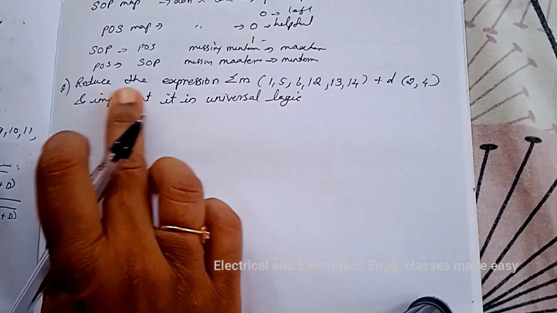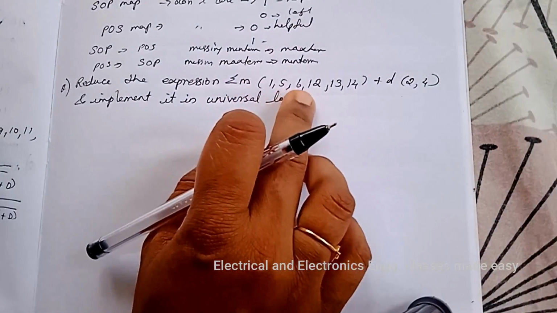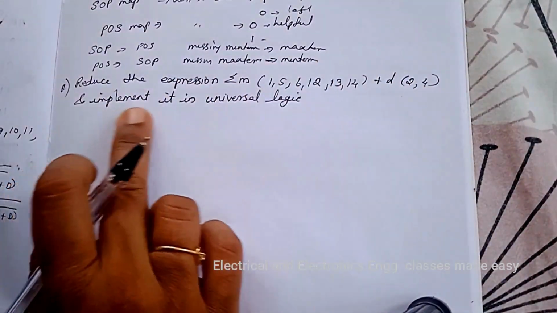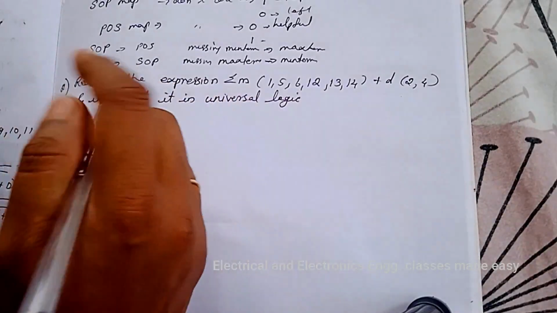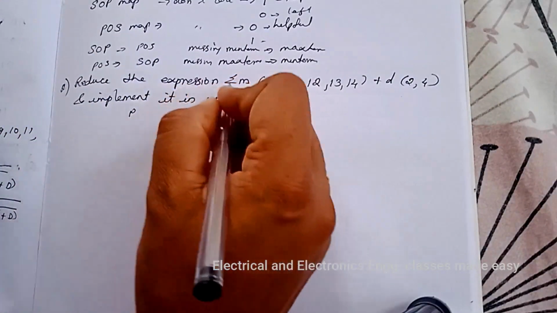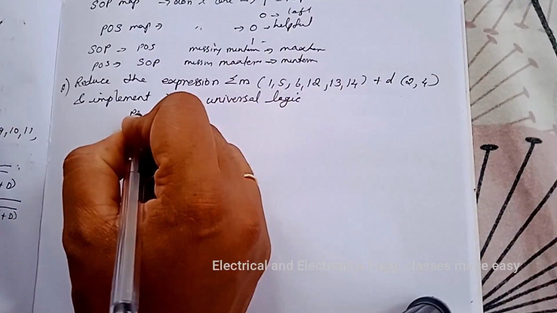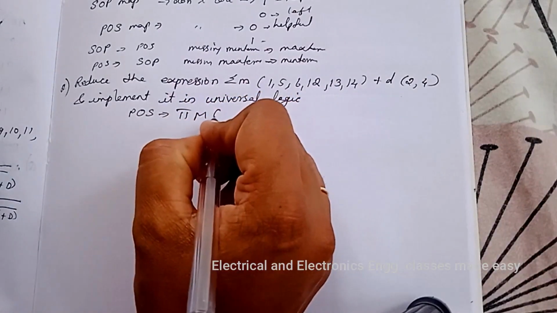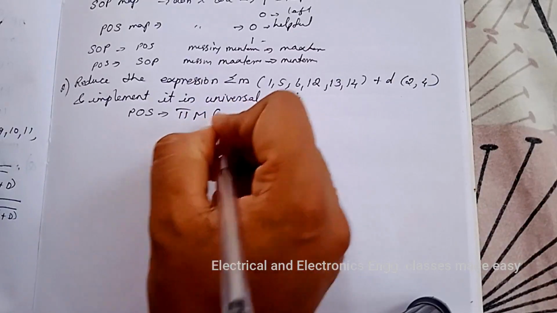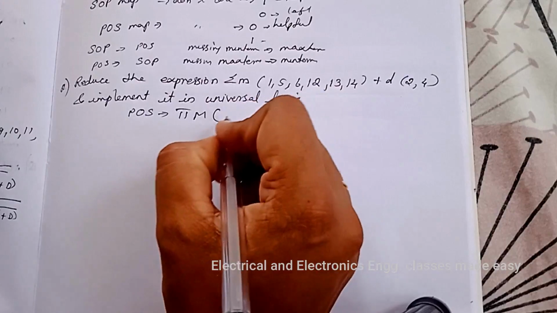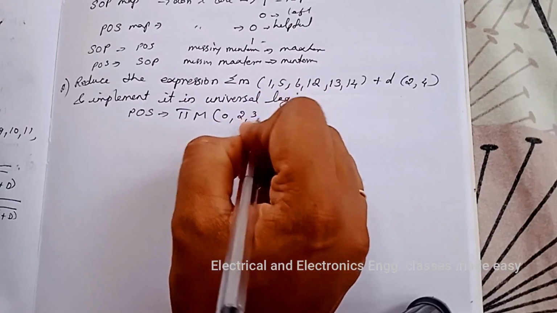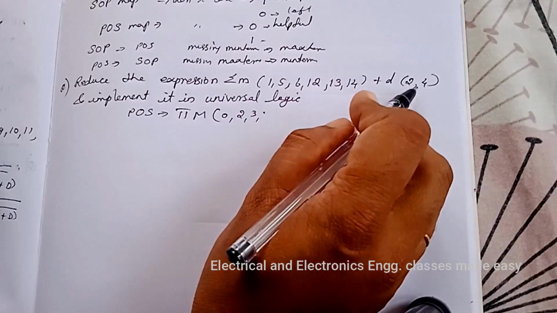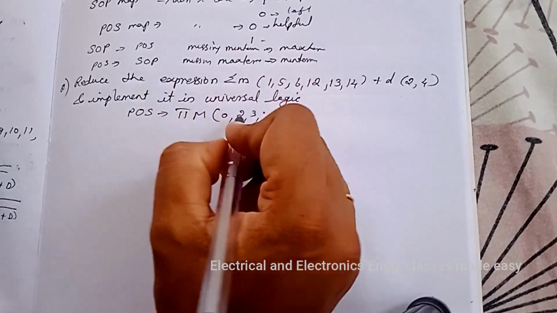Let us do an example. Reduce the expression sigma m(1, 5, 6, 12, 13, 14) plus d, where d means don't care, (2, 4), and implement it in universal logic. So the given expression is in SOP form, and that can be written in POS form like this. That is pi M, the missing terms will be the max terms in POS form. So the missing terms are 0, 2, 3, 4. Here 4 and 2 are in the don't care.